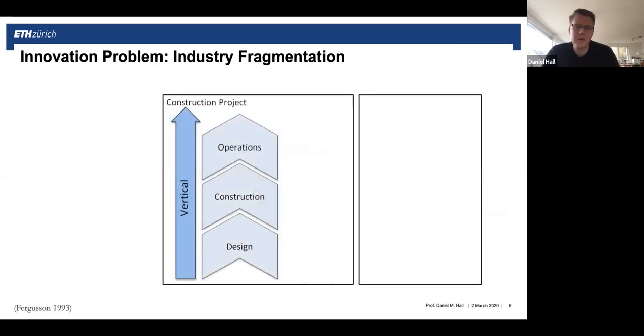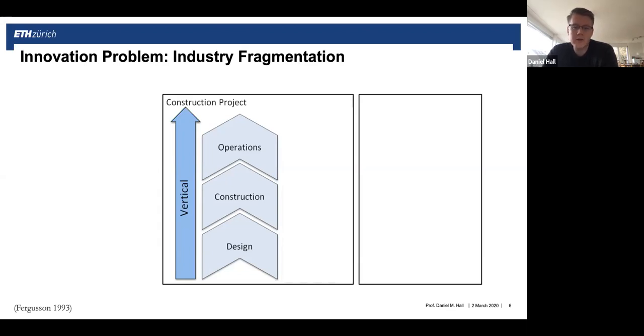We have a big problem with industry fragmentation. In fact, we see that innovations that cross over the supply chain and make different stakeholders have to work together in new ways are much more difficult to diffuse in the construction industry. And that's because our industry suffers from extreme fragmentation. And I like to show this diagram. I think it demonstrates it quite well. We have 3 degrees of fragmentation.